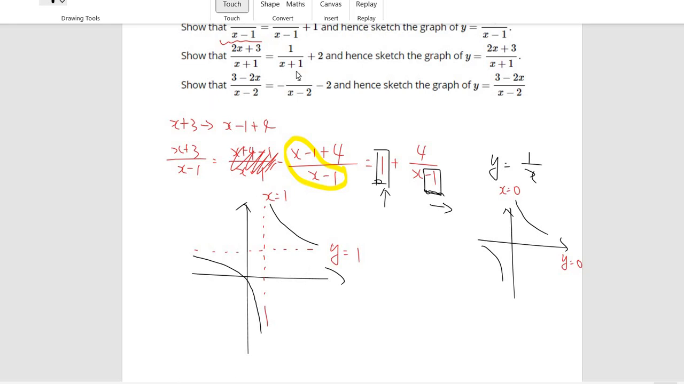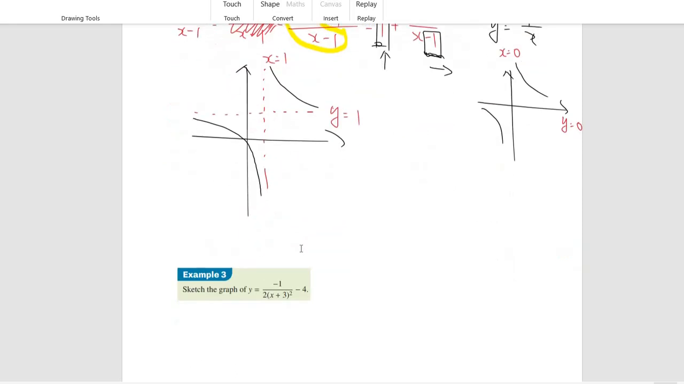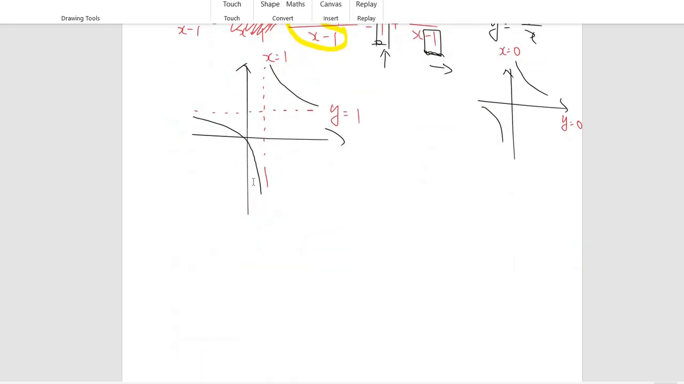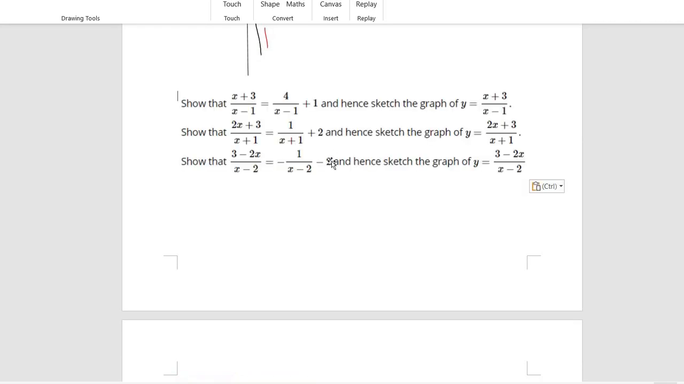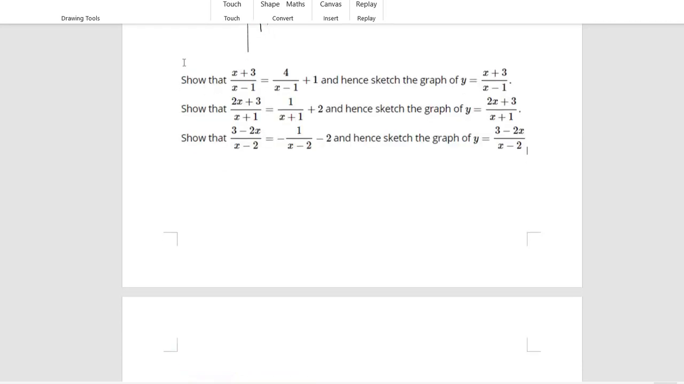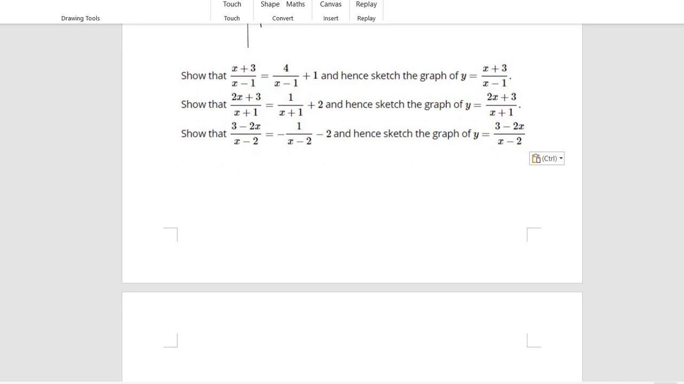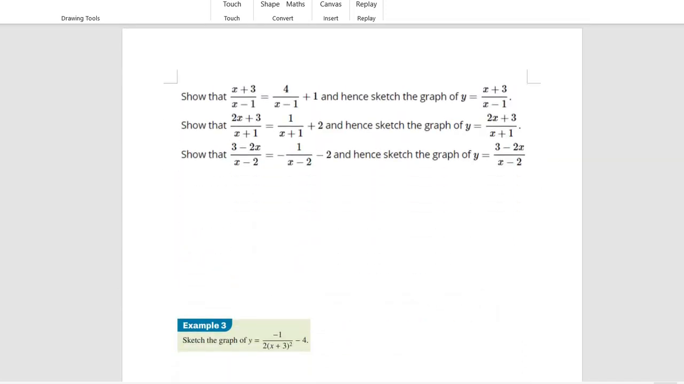The second example is quite similar, except once you get the proof done, you figure out the new asymptotes based on the transformation. So let's take a look at the second one together very quickly. Okay, maybe start with a new page. So the second one says 2x plus 3 over x plus 1. They want us to show that it is equivalent to 1 over x plus 1, plus 2. How do I do that?